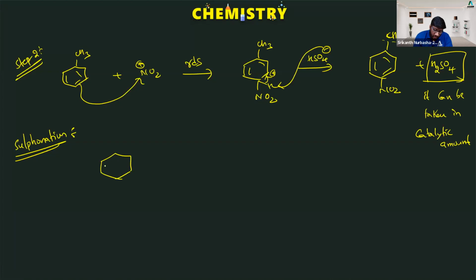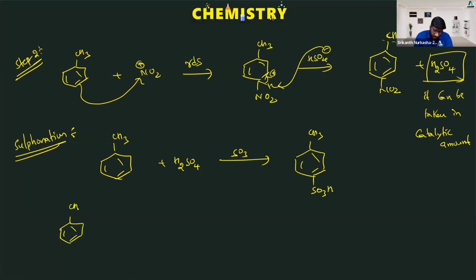Same toluene I am considering. Toluene treated with H2SO4 in the presence of SO3, that is H2S2O7, will form the respective SO3H, CH3, SO3H. So SO3 itself will act as the electrophile. So we have toluene treated with SO3. SO3 has this structure: S double bond O, S double bond O, S double bond O.